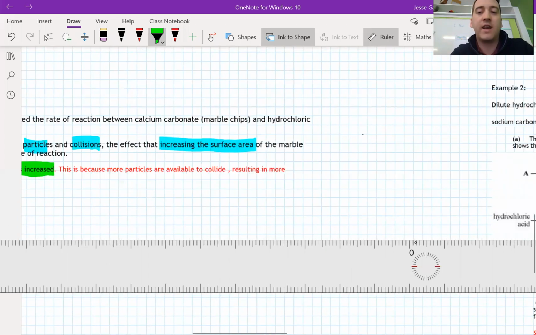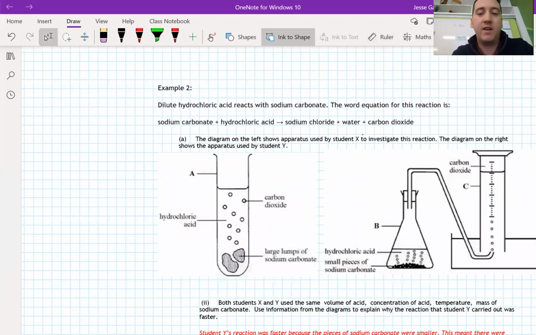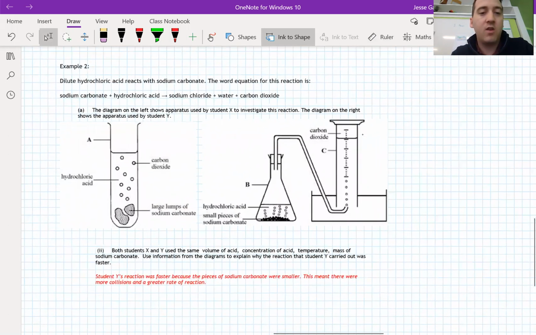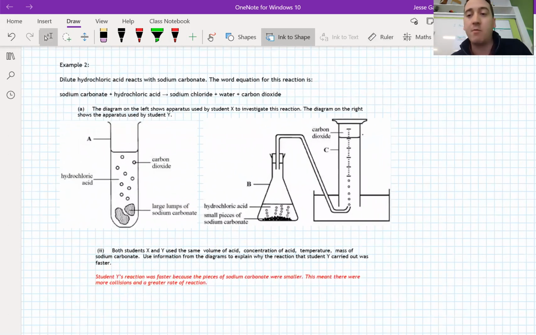Let's take a look at a second example. A little bit more going on. So here it says dilute hydrochloric acid reacts with sodium carbonate. Same reaction again. The word equation for this reaction is, and you see the word equation, have a read of it there.